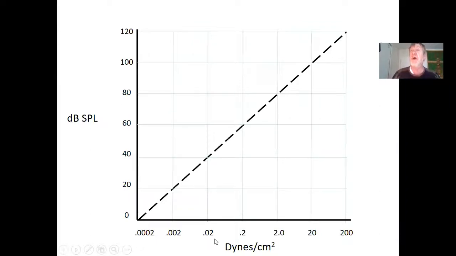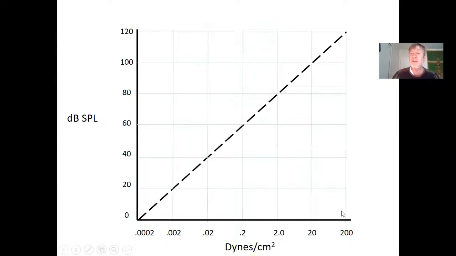So how much bigger is 0.02 compared to 0.0002? Well, 0.02 is 100 times more, isn't it? 0.002 is 10 times more, and then I increase it by another tenfold, I'm up at 0.02. So 0.02 has 100 times the pressure of 0.0002. And now if I take 0.02 and increase that by a factor of 10, I'm at 0.2. And increase that by a factor of 10, now I'm at 2. And increase that by a factor of 10, now I'm at 20. And 20 times 10 is 200. You get it? So 200 is a million times bigger than 0.0002.